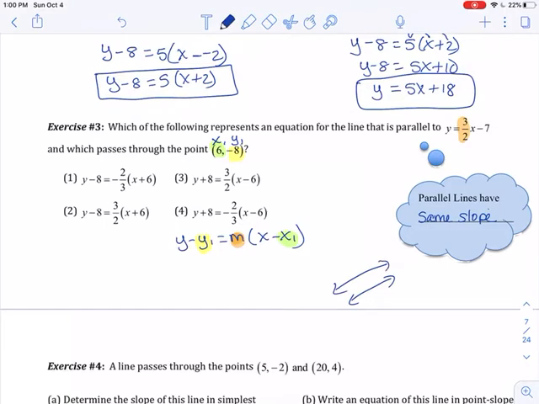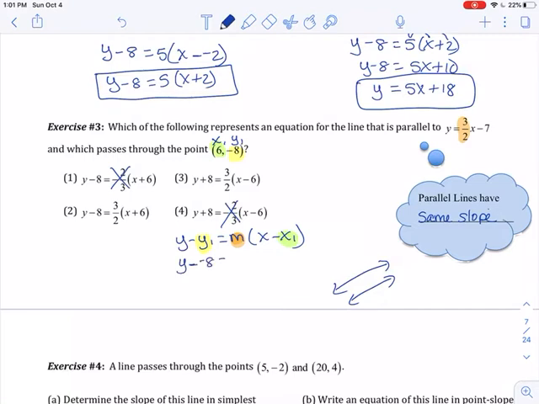Parallel lines are two lines that never intersect. The slope is how steep they are. So it makes sense that parallel lines have to have the exact same slope. So I'm going to use a slope of 3/2. I'm going to look at my multiple choice right now. Two of these have the wrong slope. Choice 1 has the wrong slope, and choice 4 has the wrong slope. So I'm not using them.